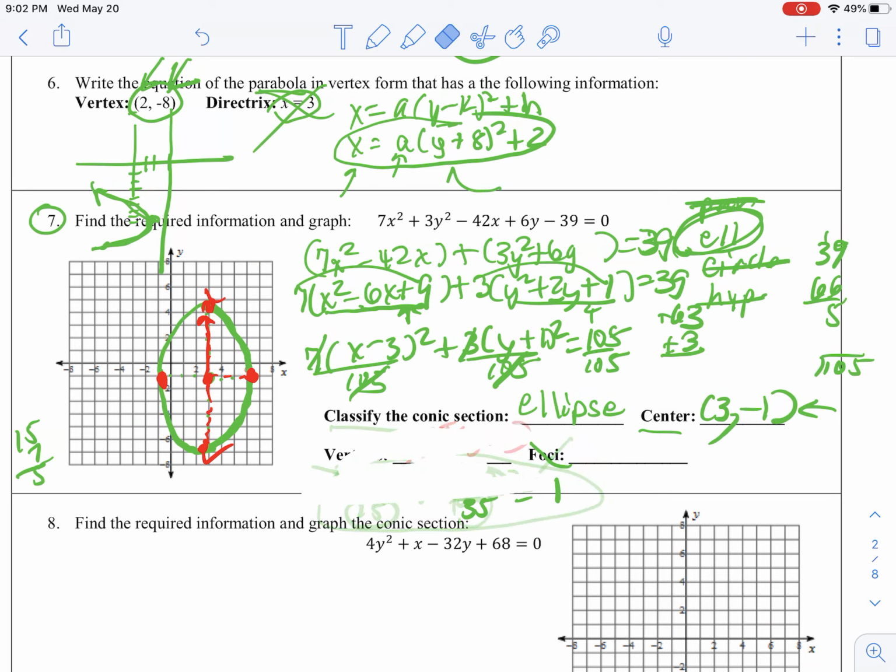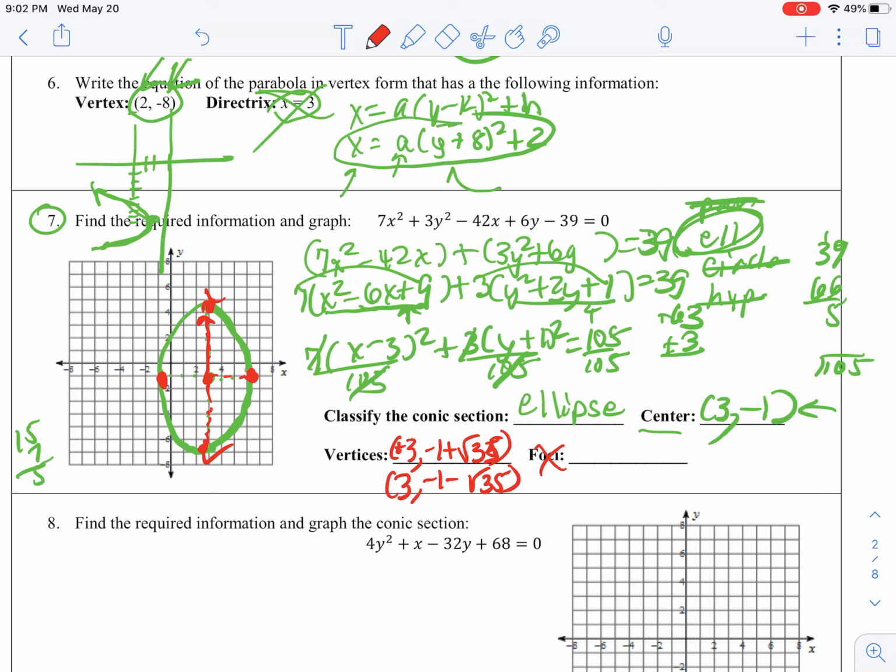Let's get some more room. Okay, so my vertices are 3, negative 1 plus square root of 35, and then I went back to 3, negative 1, and I went down square root of 35, or you could give a decimal.